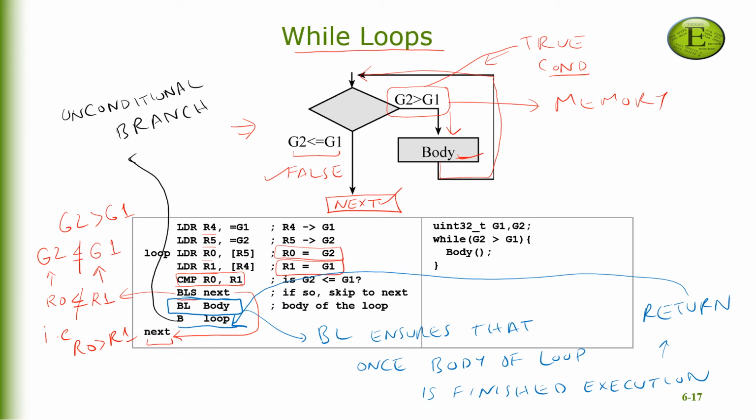It is unconditional branch. It says that jump to the instruction whose label is loop. So we go back to the beginning of the loop, and we are going to reload the value of these variables G2 and G1 into the registers R0 and R1 respectively, and then repeat the whole process. And this is how the while loop has been implemented.